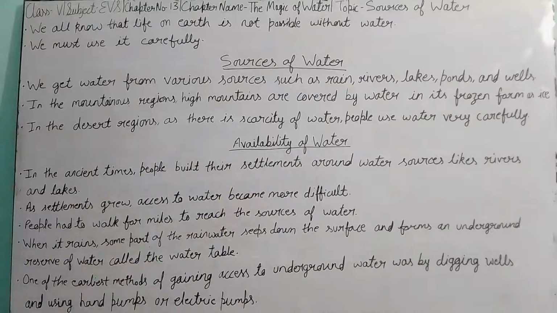Availability of water. In ancient times, people built their settlements around water sources like rivers and lakes. Normally people liked to make their shelter near the water resources because they knew that they could not get the water from far places.